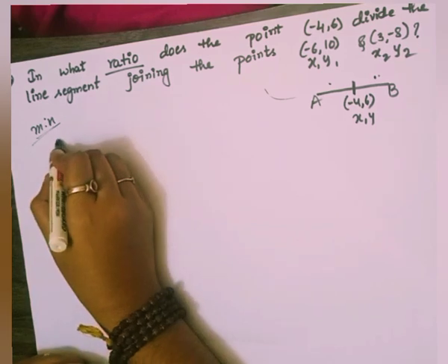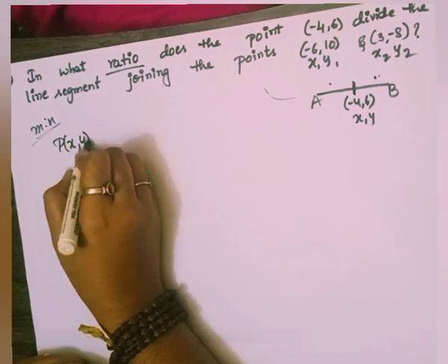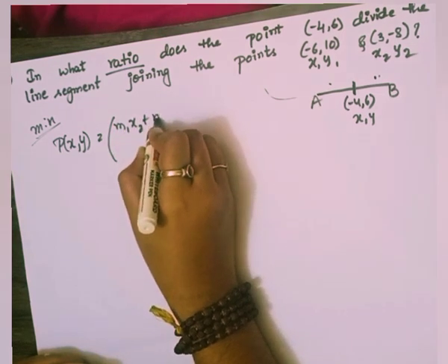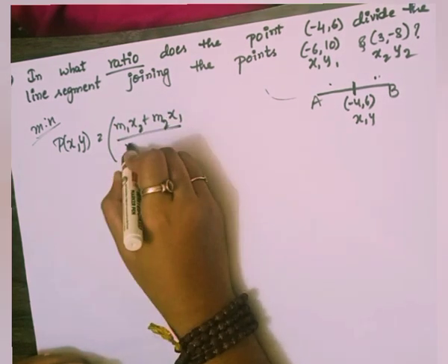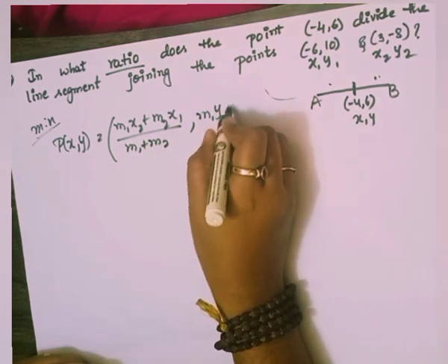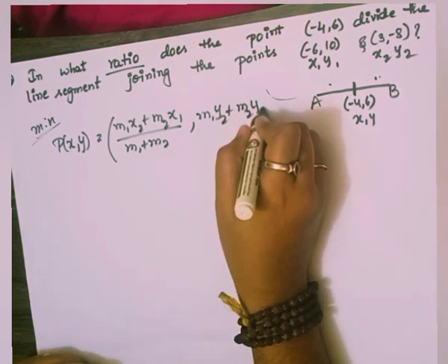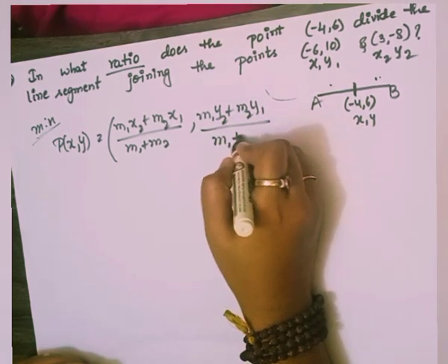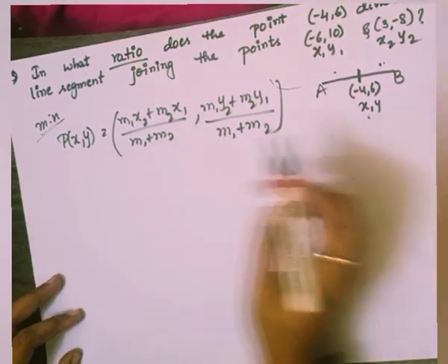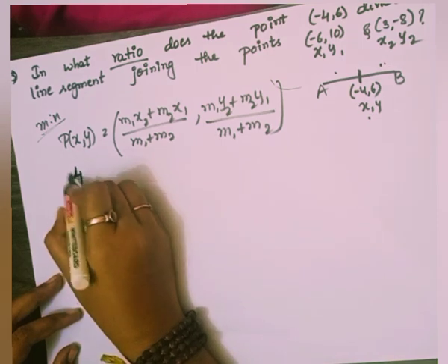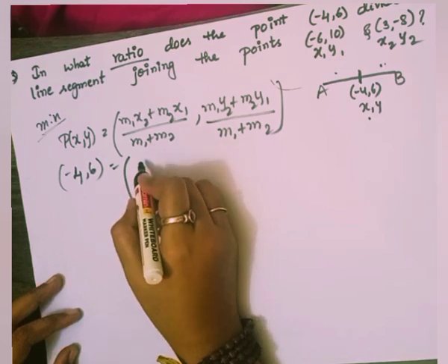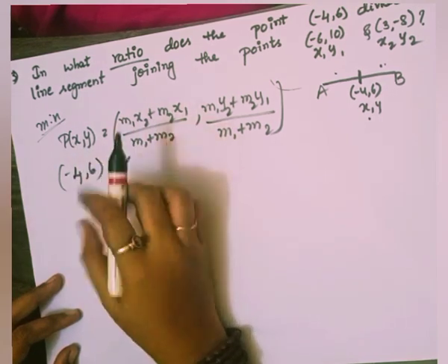So that one they gave a value, that is minus 4 comma 6, that is x and y. What's the formula we have? P of x comma y is equals to m1 x2 plus m2 x1 divided by m1 plus m2 comma m1 y2 plus m2 y1 divided by m1 plus m2. So they already gave x comma y value, that is minus 4 comma 6. Now I'll substitute x2 x1 value, y2 y1 value, m1 m2 will be same as it is.